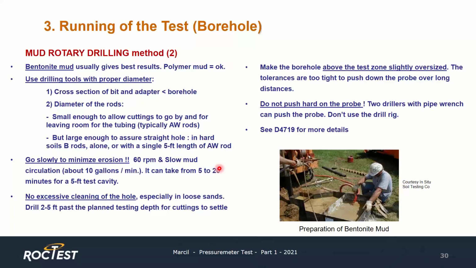Also, it is important to go slowly, which is not natural for drillers. So you see, we say here about 60 RPM. We say that you should work with a slow mud circulation. Because of that, it can take up to 20 minutes to make a 5-foot-long test cavity. So it is important for the driller not to hurry.